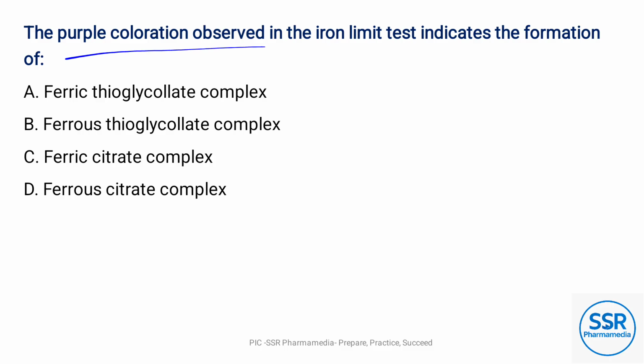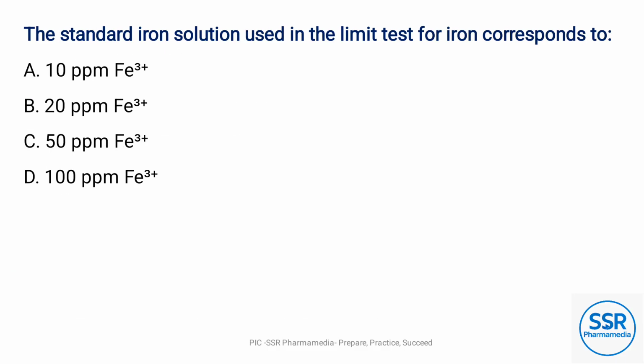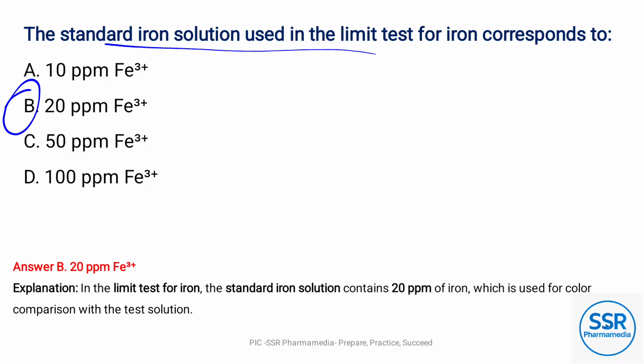The purple coloration observed in the iron limit test indicates the formation of, so the answer is option B, ferrous thioglycolate complex. The standard iron solution used in the limit test for iron corresponds to 20 ppm. So 20 ppm standard iron solution.